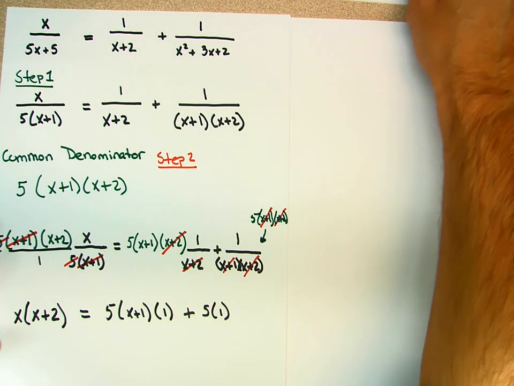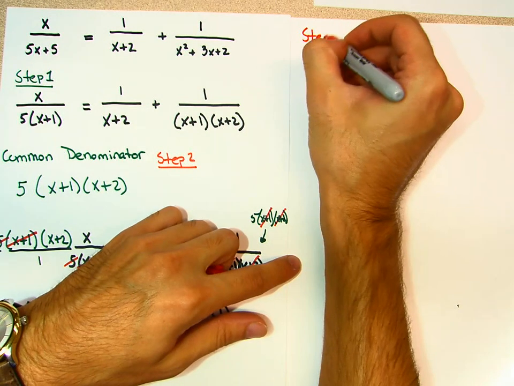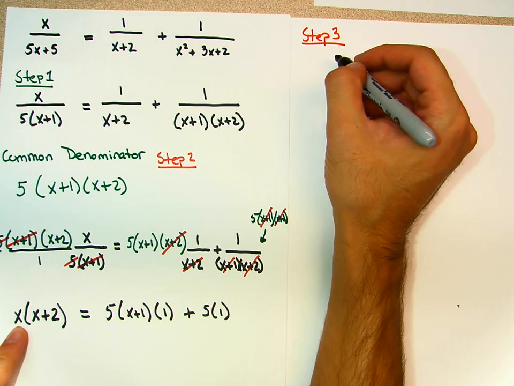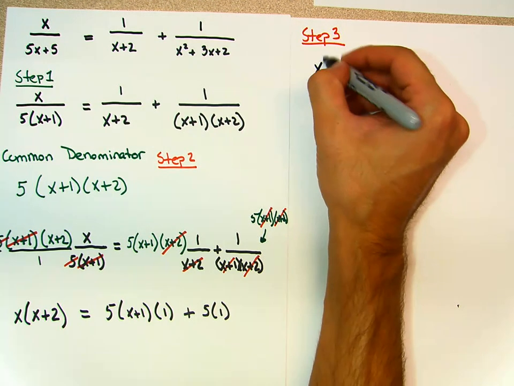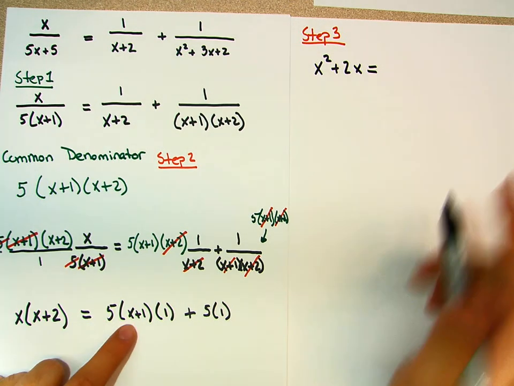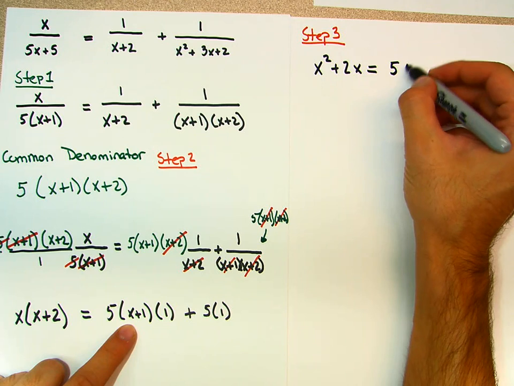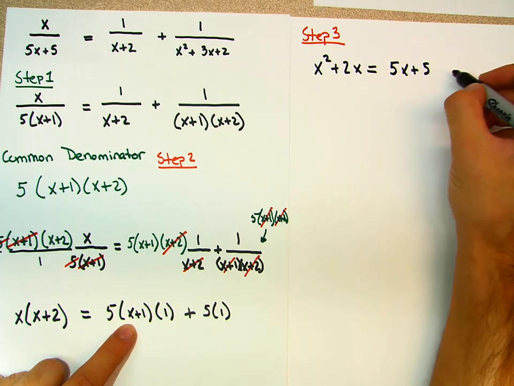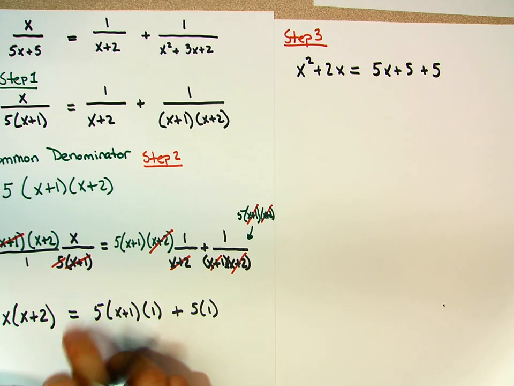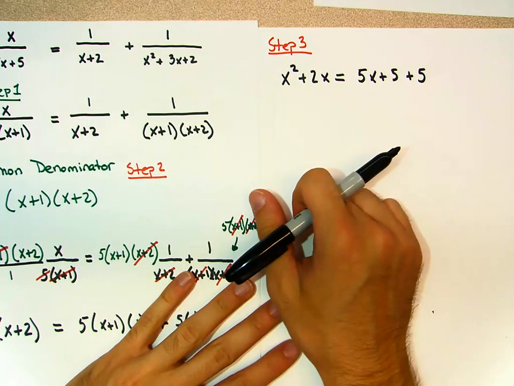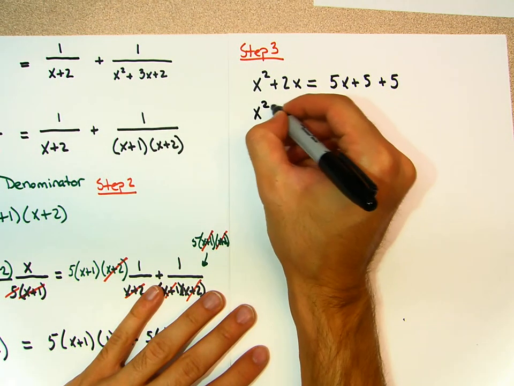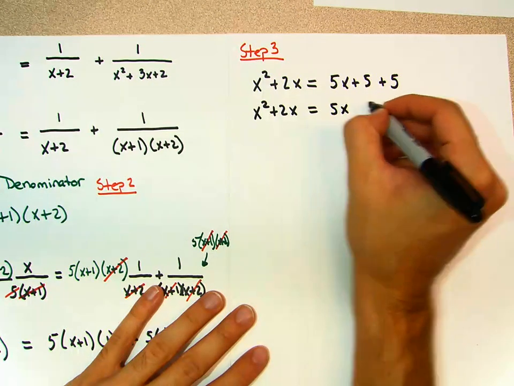Okay, so here, step 3. Right? What I want you to do is, from here, we can solve this. So here, x times x plus 2 is x squared plus 2x equals 5 times x plus 1. So this is just 5x plus 5 plus 5. Okay? 1 second. Let me just hold on. Plus 2x is equal to 5x plus 5 plus 5. So let's just combine the like terms, is equal to 5x plus 10.